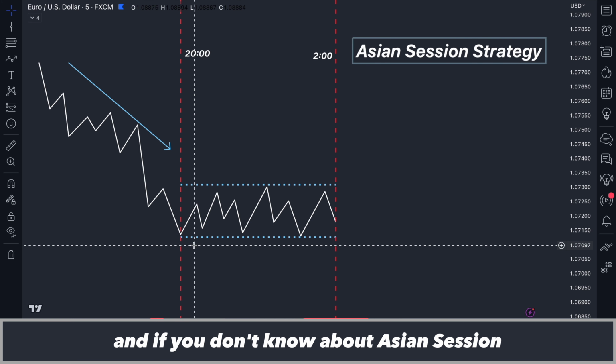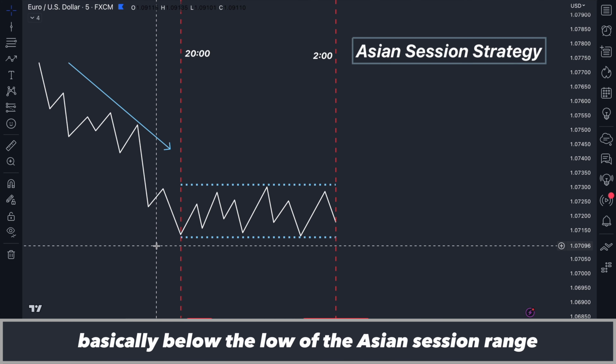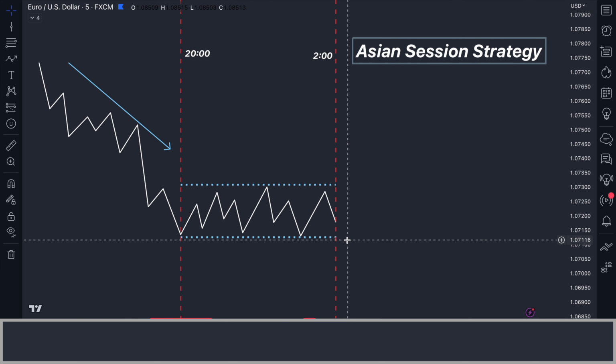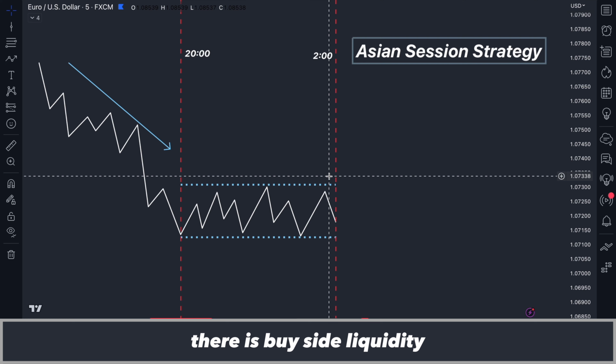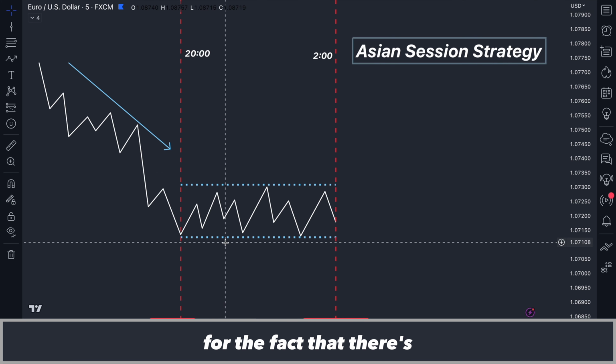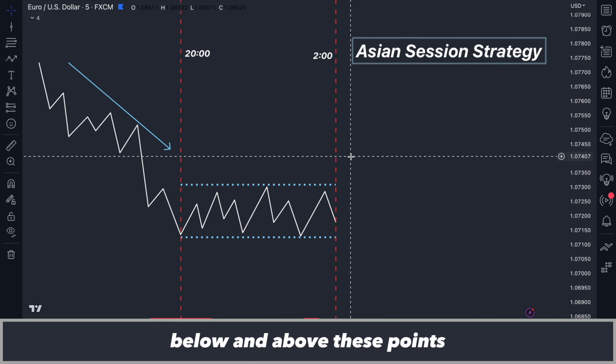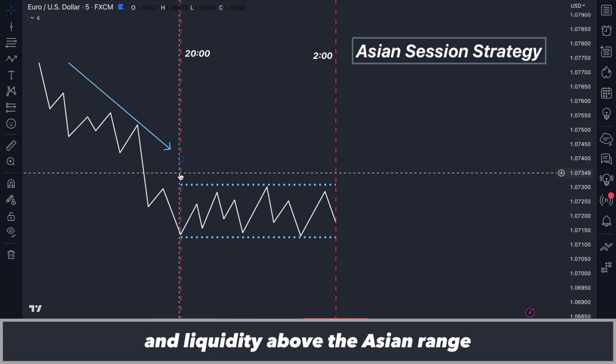And if you don't know about Asian session liquidity, basically below the low of the Asian session range there is sell side liquidity, and above the range there is buy side liquidity, which are basically just fancy words for the fact that there's orders resting below and above these points and there's liquidity there. That's the main thing you need to know. There's liquidity below the Asian range and liquidity above the Asian range.